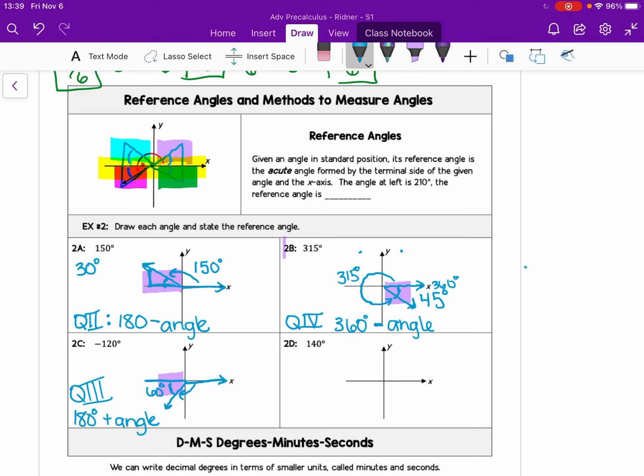And so this one is also in quadrant 4. You've got 140 degrees. This small angle must be 40 degrees. All right, so you have some practice to try to make sure that you understand what a reference angle is and what it's trying to ask. So go ahead and complete.